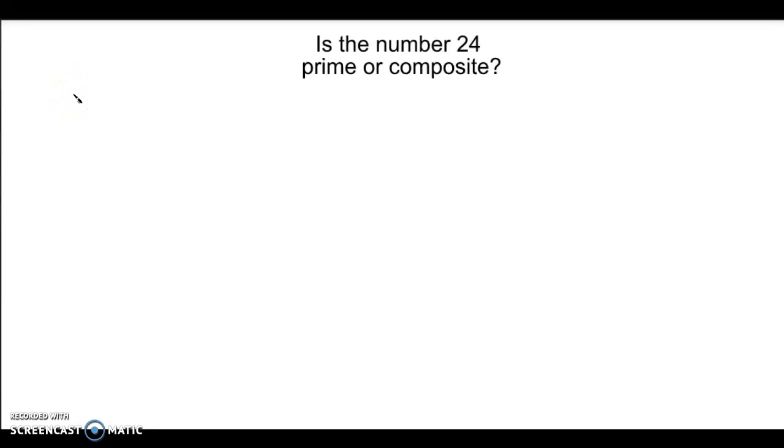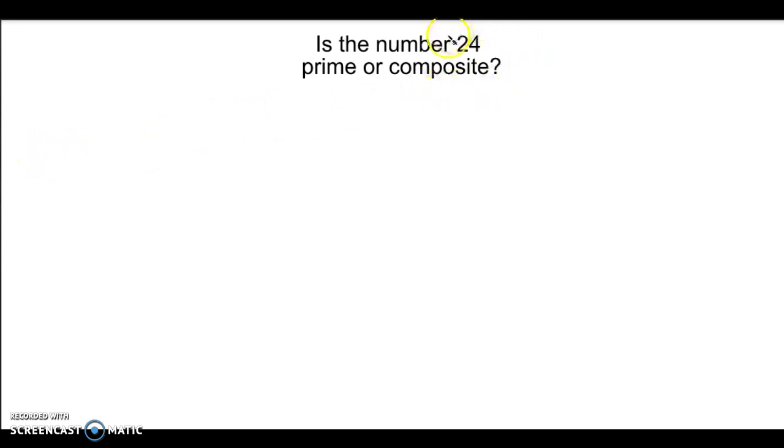All right, writers, we're back with our last strategy for proving whether numbers are prime or composite. We're still working with the number 24, and we're going to step it up just a little bit with this strategy. We're going to use guess and check multiplication or divisibility rules, depending on the direction that you're looking at it from, and we'll look at both sides of it.